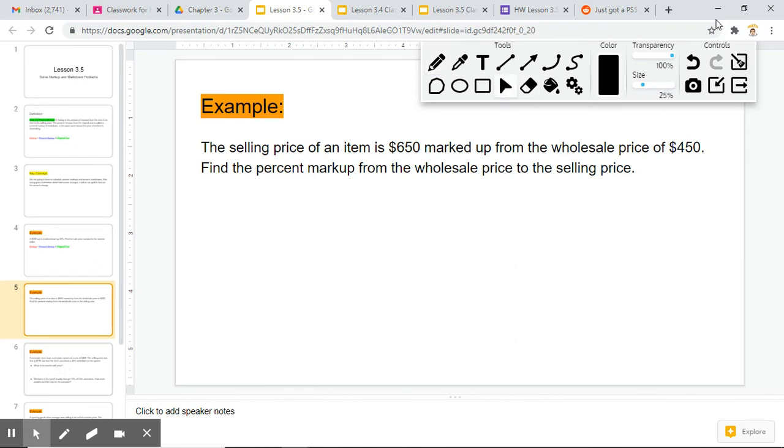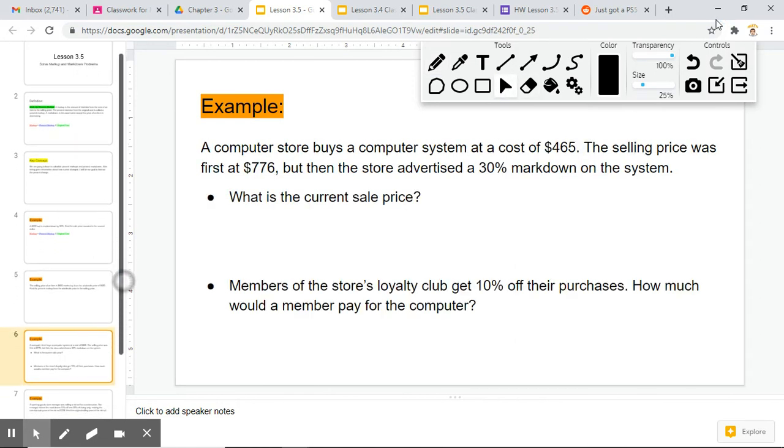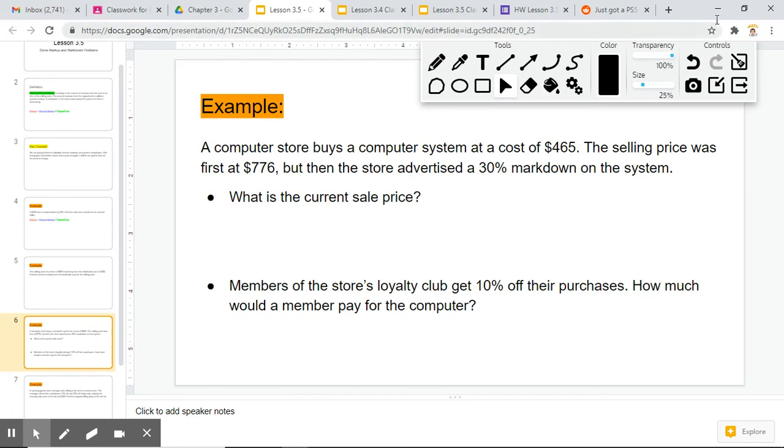All right, let's do another one here. Now we're talking about a computer here. So a computer store buys a computer system at a cost of $465. The selling price was at first $776, but then the store advertised a 30% markdown on the system. All right, so let's start on this. What is the current selling price?